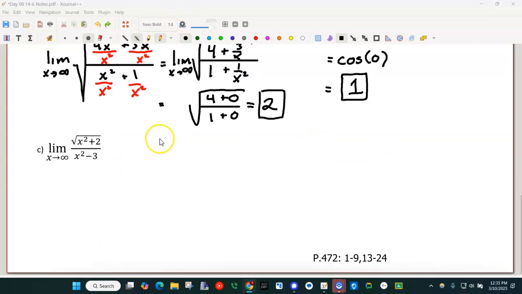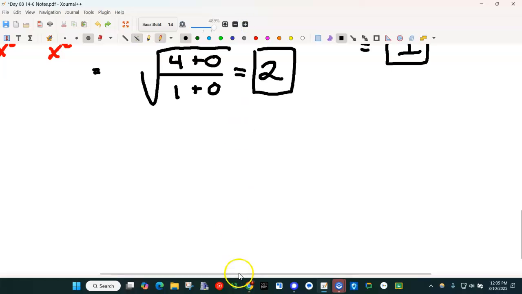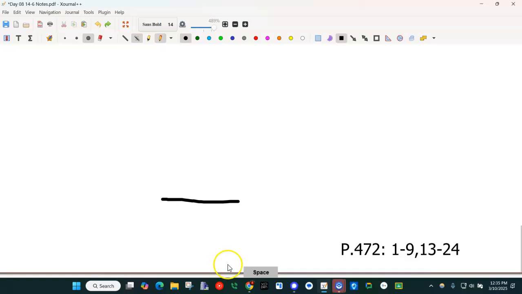All right, so lastly, this is when I mentioned that you might have to do something different, okay, because of the square root. And I'll show you what the issue is here. Oops. Scoot over. Go away. There we go.